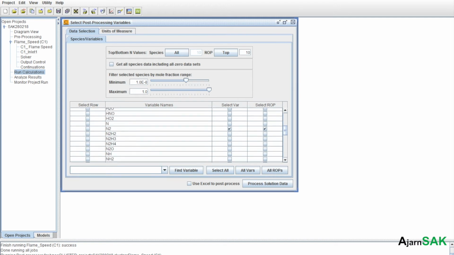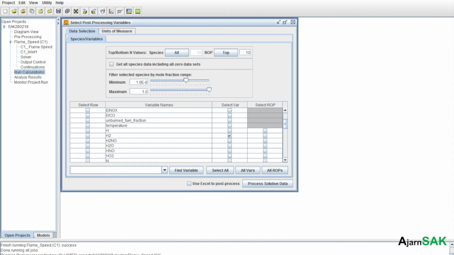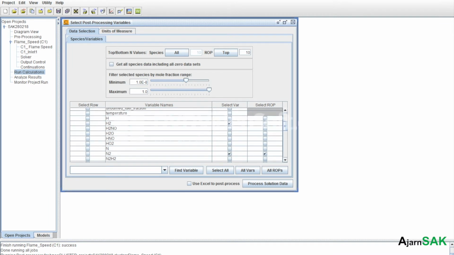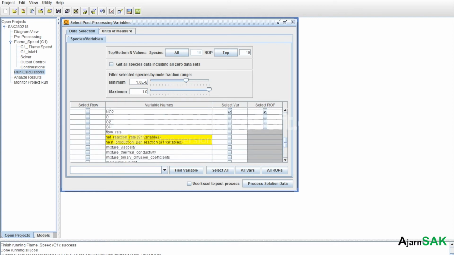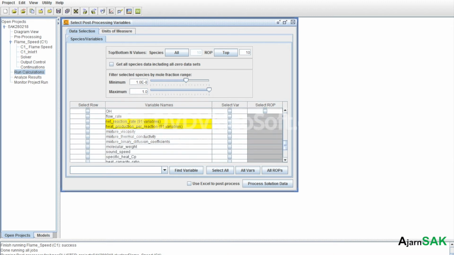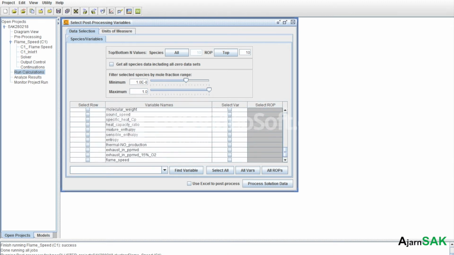N2, H2, H2O. H2O is here. There's a laminar flame speed in the bottom, I think. Where's that? Flame speed. Okay, now you have all you want and process solution data.